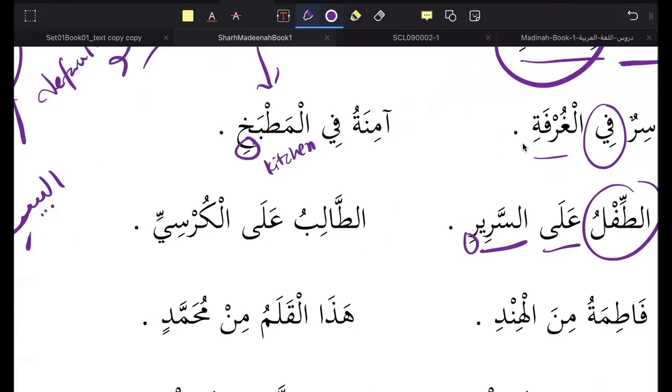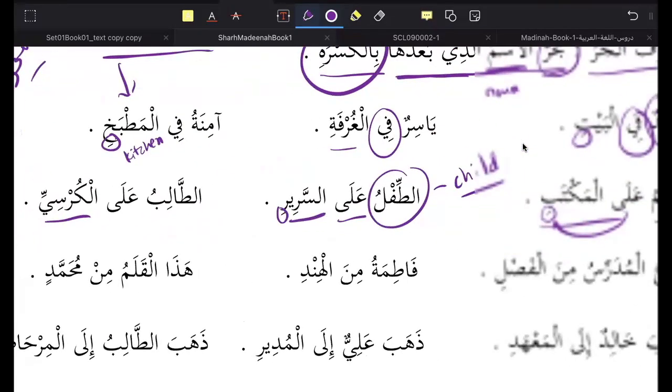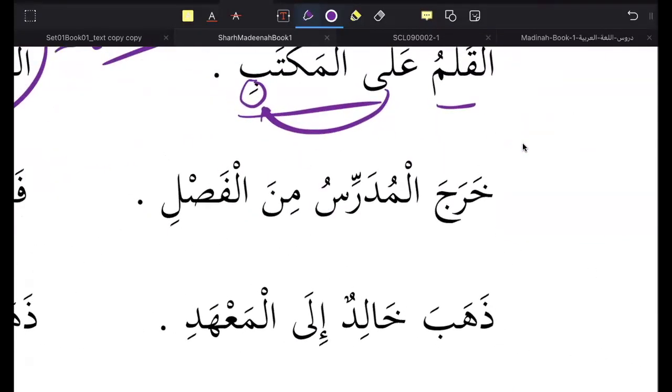Then we have الطالب على الكرسي. The student is on the chair. Okay. نعم, كرسي is a chair. Now we have خرج المدرس من الفصل.